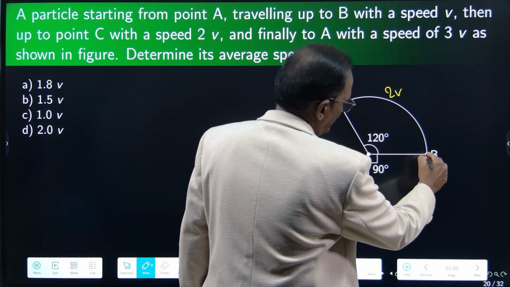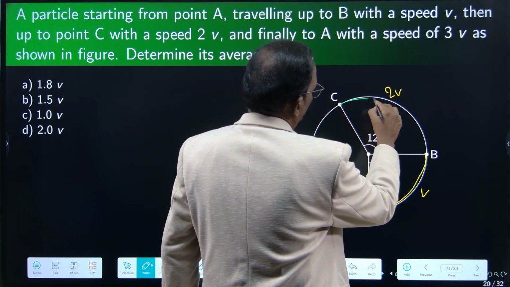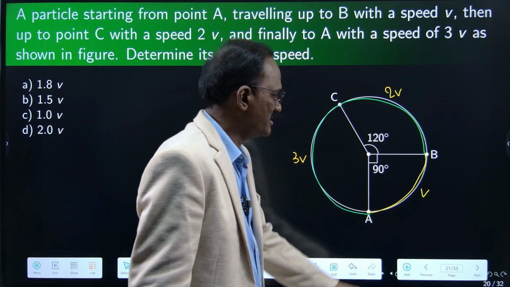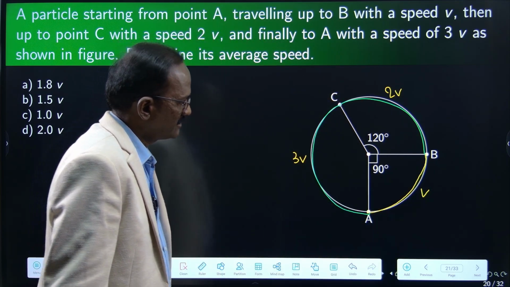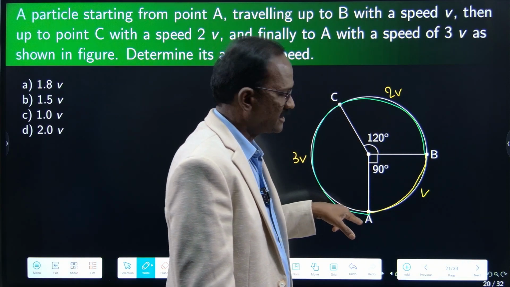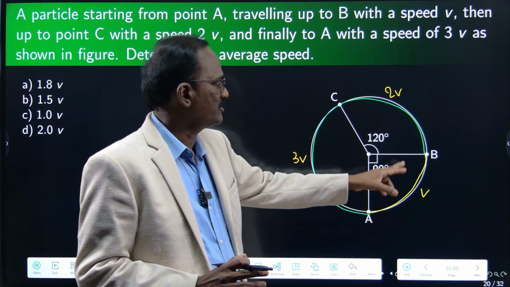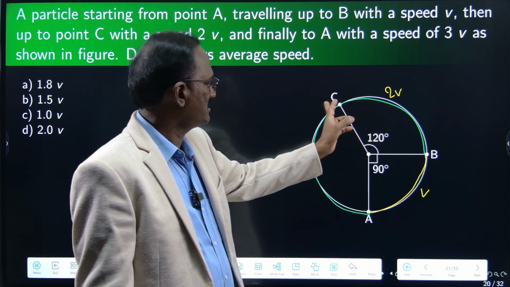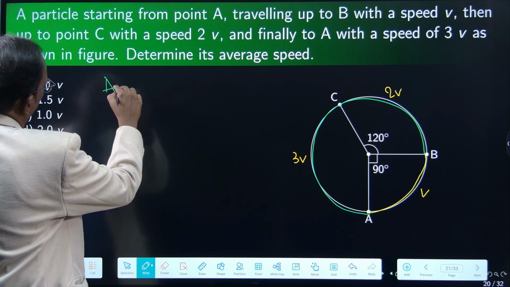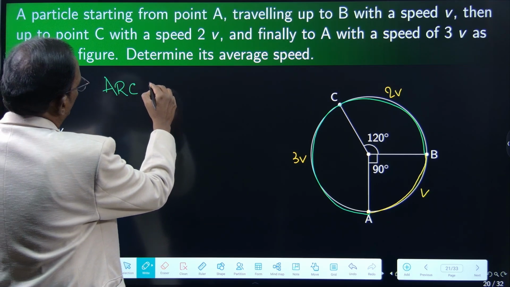So this length we must find, and this length, and this length, because it is different velocities, v, 2v and 3v. So this is one arc, this is another arc, this is another arc. The entire circle is divided into 3 arcs. So length of this arc A to B we have to calculate, B to C, then C to A. Length of the arc. Remember this formula. Hopefully you are knowing this formula.